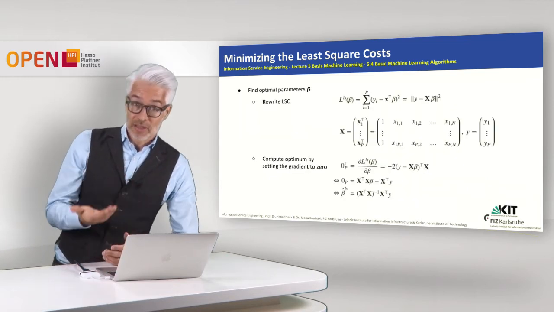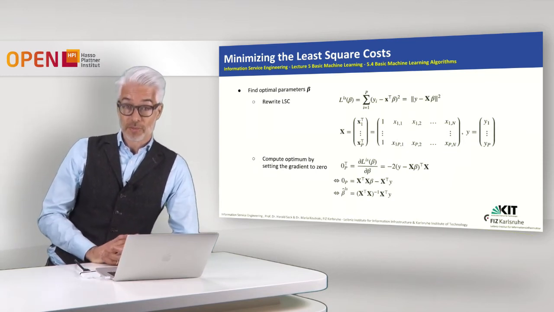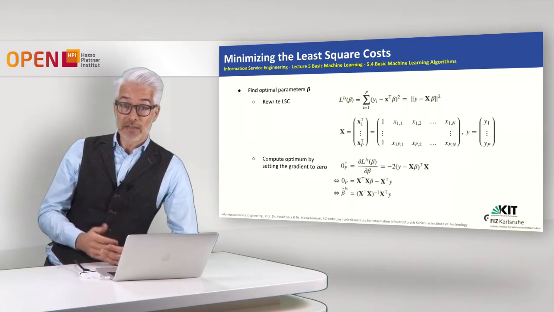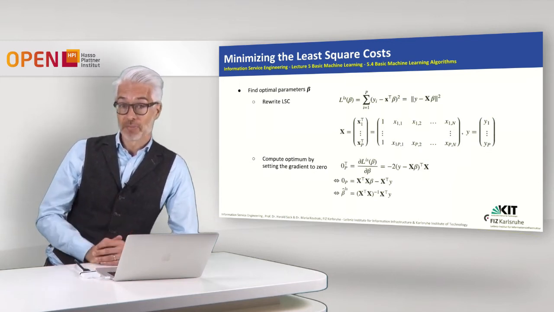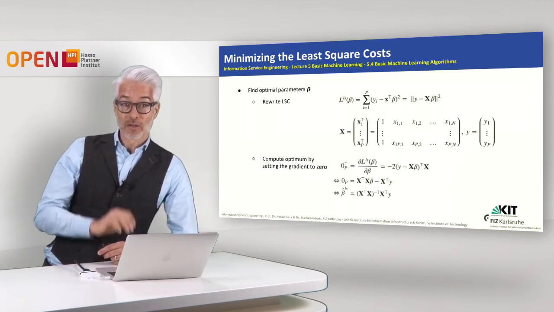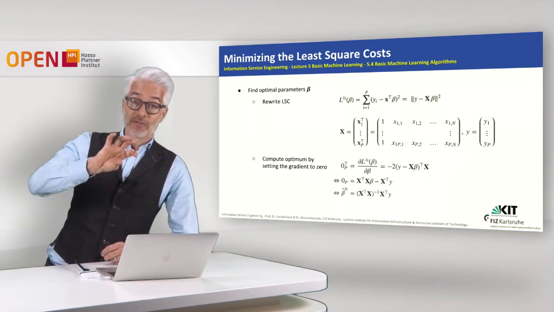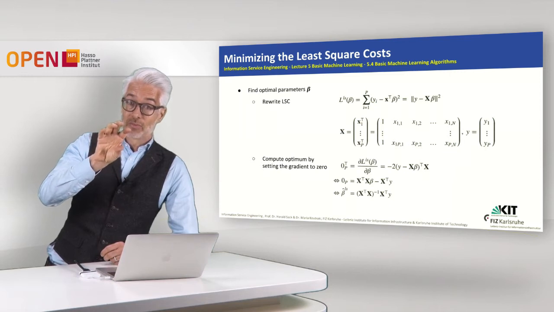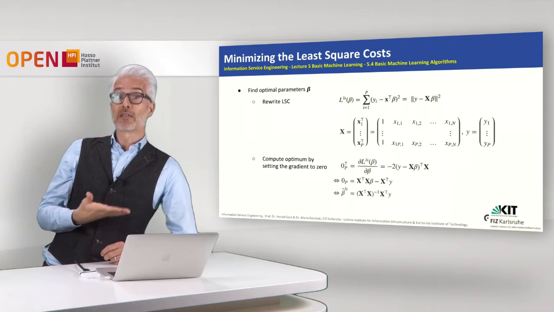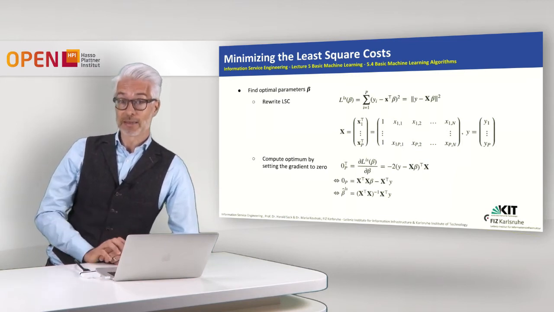Okay, so we have now rewritten the least square cost function, and what we do now is try to compute the optimum for our parameters beta by setting the gradient of that function to 0. So this is basic calculus. You take the least square cost function, and first you compute the gradient. To calculate the gradient of that, you are using the chain rule. Again, basic calculus, look it up in your basic calculus book.